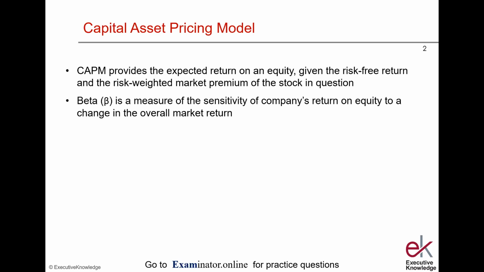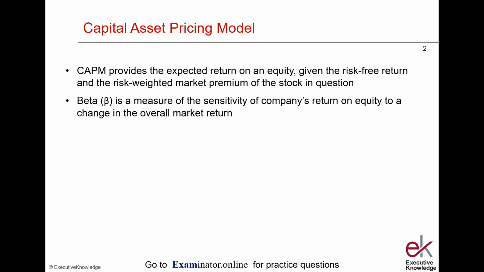Now, how do we get the risk-weighted market premium? We apply beta. Now, beta is a measure of the sensitivity of a company's return on equity to a change in the overall market return. So if the market went up 5% and your company's stock went up 5%, or has done in the past, we would say the beta is 1. So the variability of the company's return is the same as the market as a whole.